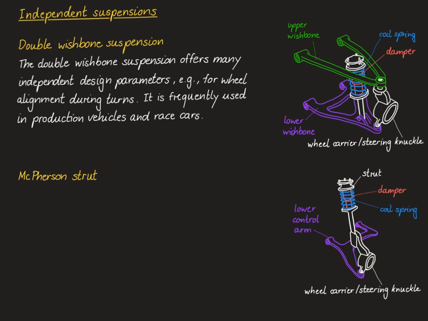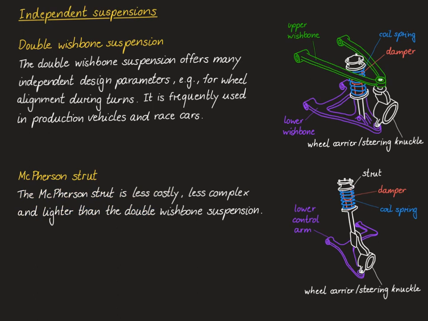In contrast, for the double wishbone suspension, the connection between the spring damper element and the lower wishbone is actually a flexible connection. The McPherson strut is less costly, less complex to manufacture, and lighter than the double wishbone suspension. It is therefore very common in front drive production vehicles.